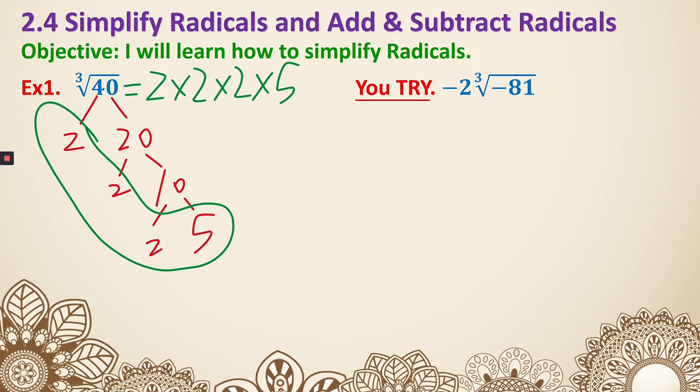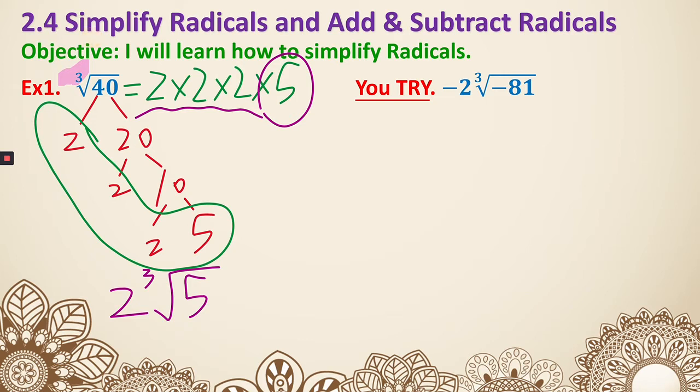Because the index here is 3, I'm looking for triples. I see I have a triple of 2, take it out, but I still have this 5 left inside, so cube root of 5. There's nothing to be simplified outside or inside, so that is my final answer.